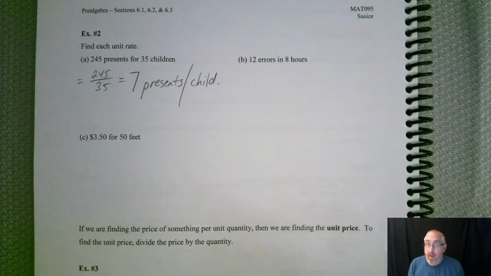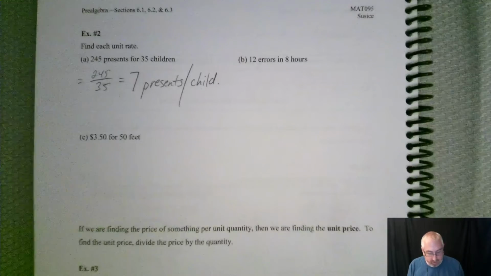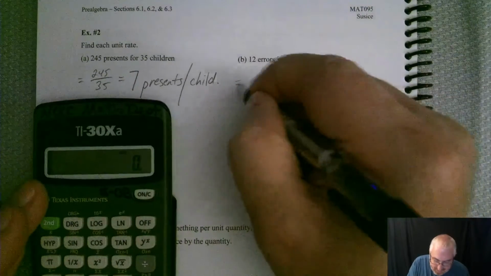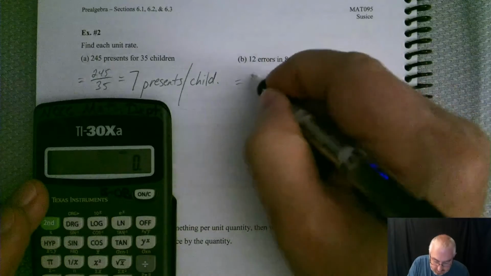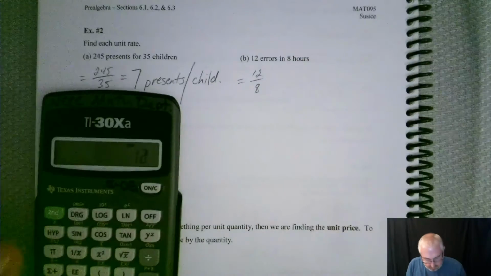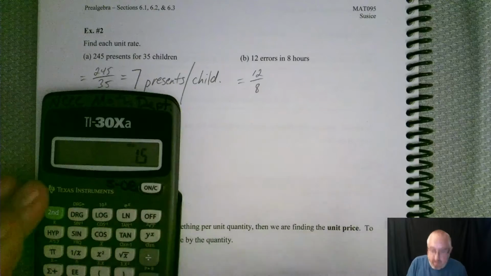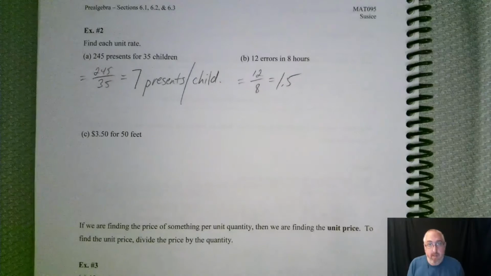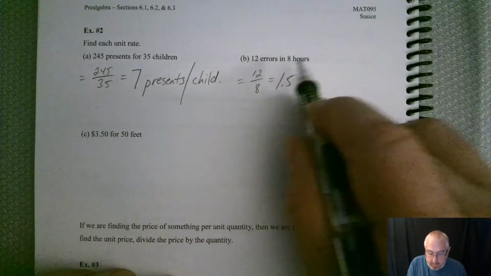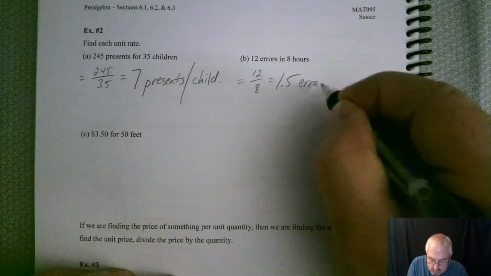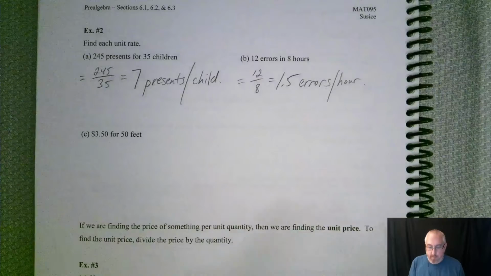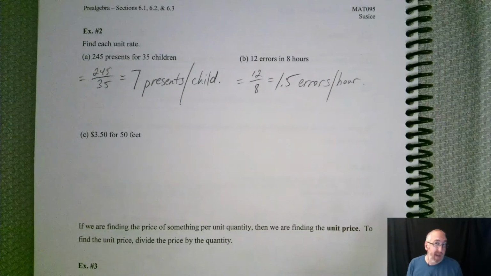Pretty quick. If it's a unit rate, you can just use your calculator. I know you like that. All right, let's do the next one. 12 errors in 8 hours. We just need 12 over 8. So 12 divided by 8 equals 1.5. So 1.5 what? Yeah, errors per hour. So the person makes 1.5 errors per hour. I don't know how you have a half an error, but that's the unit rate.